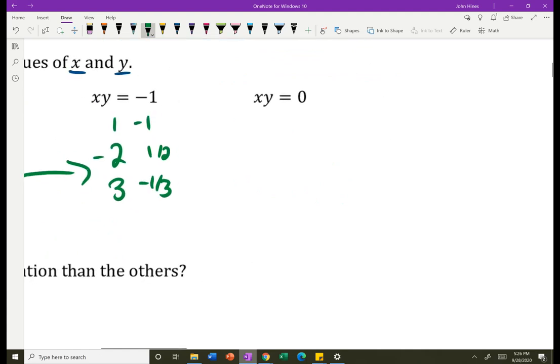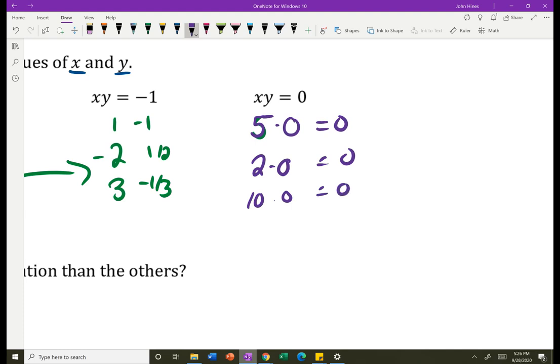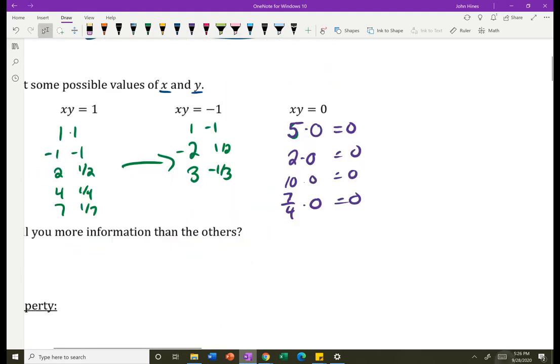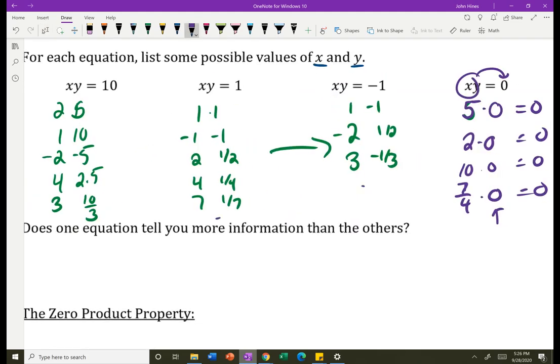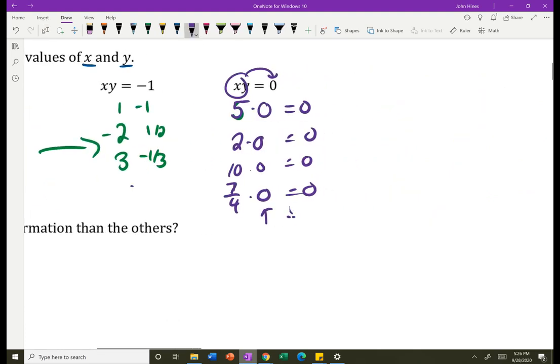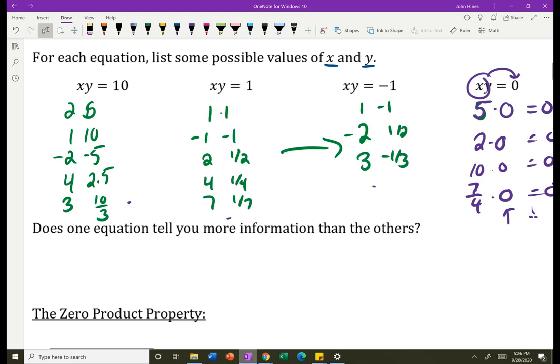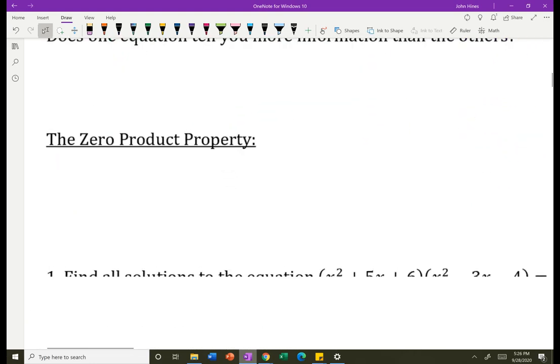But over here, something interesting is going to happen. If I have 5 times what gives me 0? Well, 5 times 0 is 0. 2 times 0 is 0. 10 times 0 is 0. 7/4 times 0 is 0. The key thing here is if I have a product equaling 0, one of the factors had to have been 0. I can't tell you about the factors over here, but when things equal 0, one of the factors has to be 0. So this is called the zero product property.